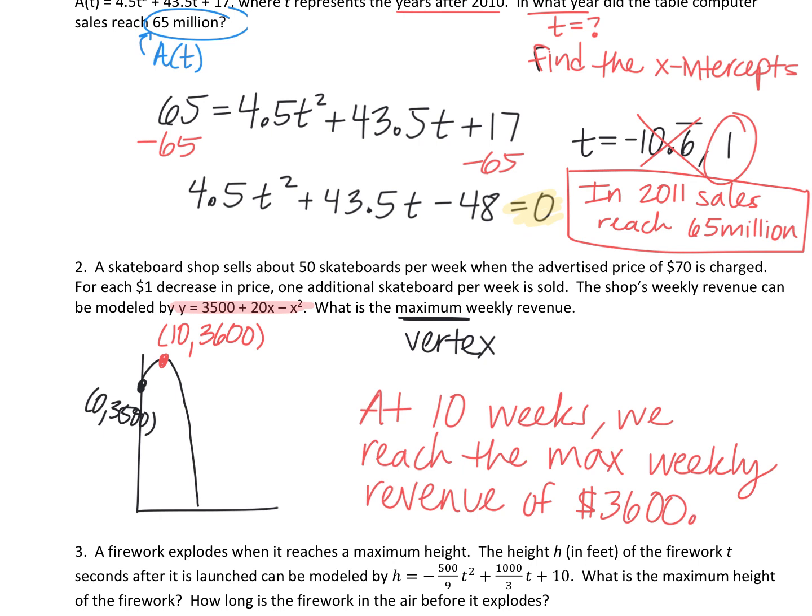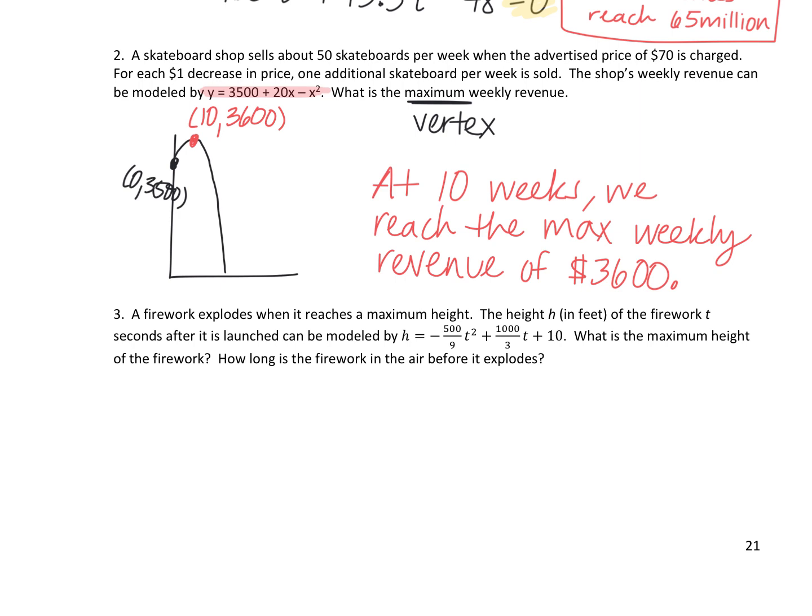So in the realm of difficult word problems, I'm not asking you to do a lot. I'm asking you to type in the equation and be able to interpret the graph to answer this little question. What's the maximum weekly revenue? It's $3,600. That's it. So that's important for what it's going to ask us in a second.